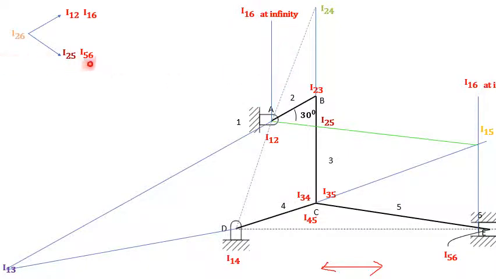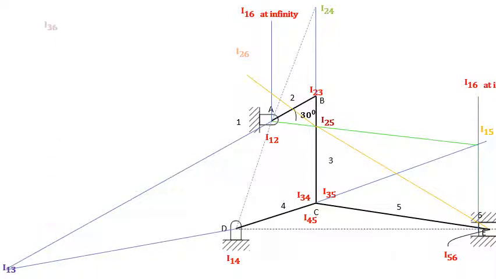Next I25, I56. This is I25, whereas this is I56. Connect these 2 points and extend the line till it reaches the previous line. Wherever these two lines intersect is I26.